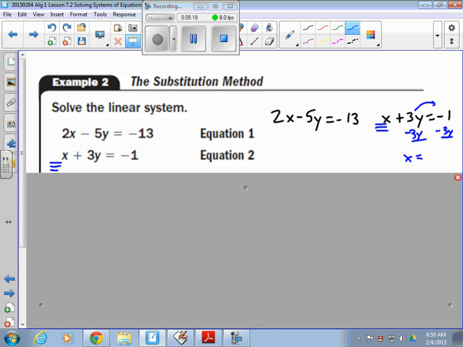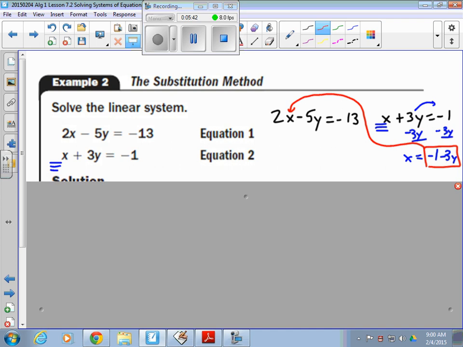And you have x equals -1 minus 3y. So what you have at that point is a value for x, and x is all isolated. You take that expression, -1 minus 3y, and you bring it back into the other equation, and in place of x, you plug it in or you substitute it in.